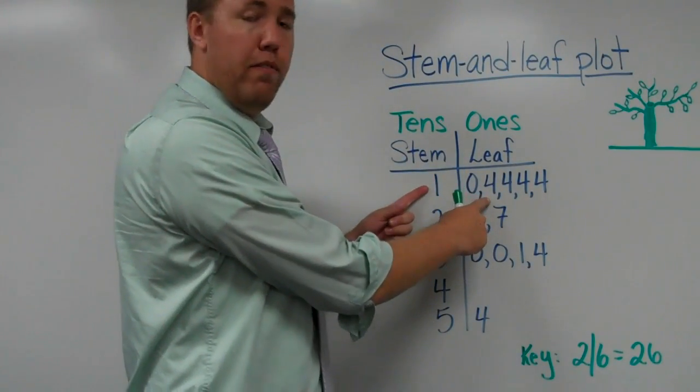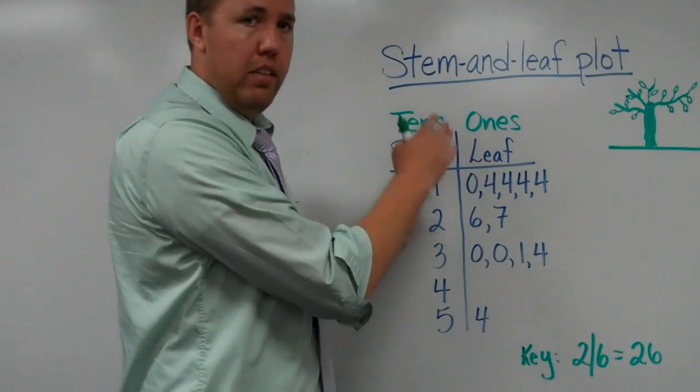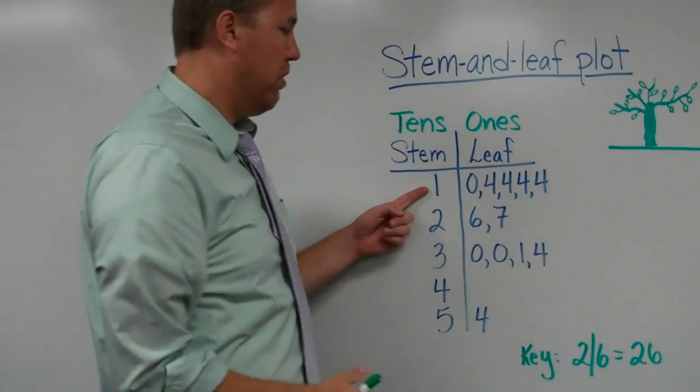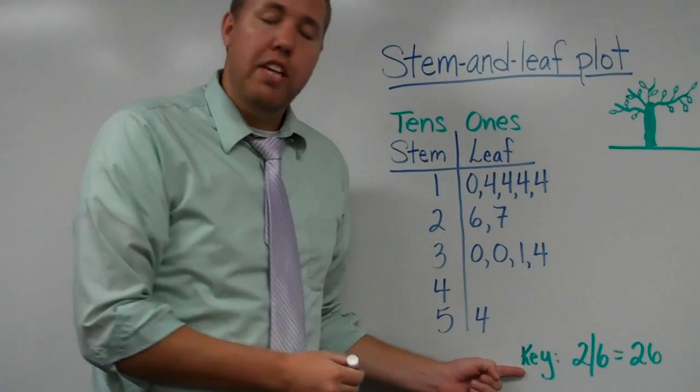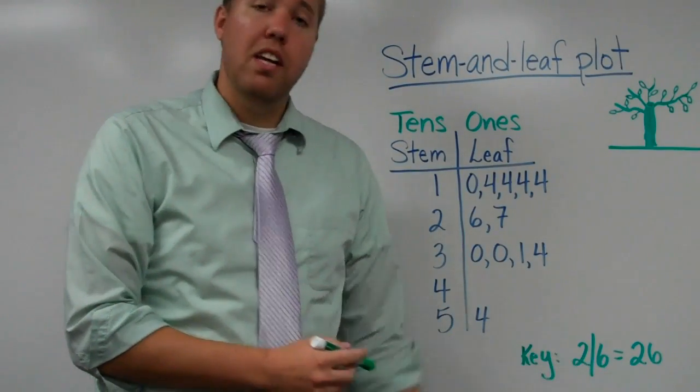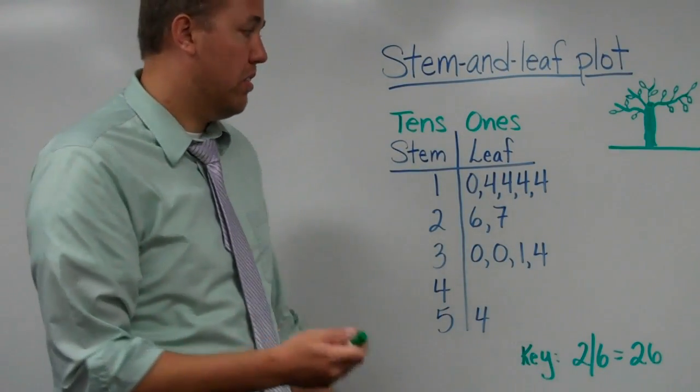1 ten and 4 ones. 1 ten and 4 ones equals 14. Look down here, 2 tens and 6 ones. Here's the key. 2 tens, 6 ones equals the number 26.